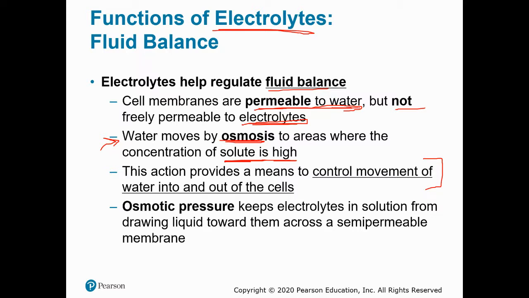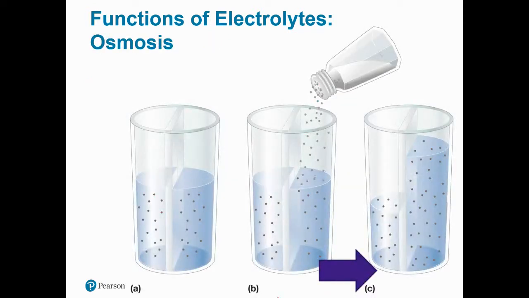Again, we don't directly influence water movement. We can influence electrolyte movement, and then water will follow. There's this concept of osmotic pressure, which I won't expect you to know for our course necessarily, but osmotic pressure is this pressure that keeps electrolytes that are in solution from drawing fluid towards them if there is a semi-permeable membrane. Let's look at this slide, which will help make a lot more sense. So we can talk about osmosis and osmotic pressure here.